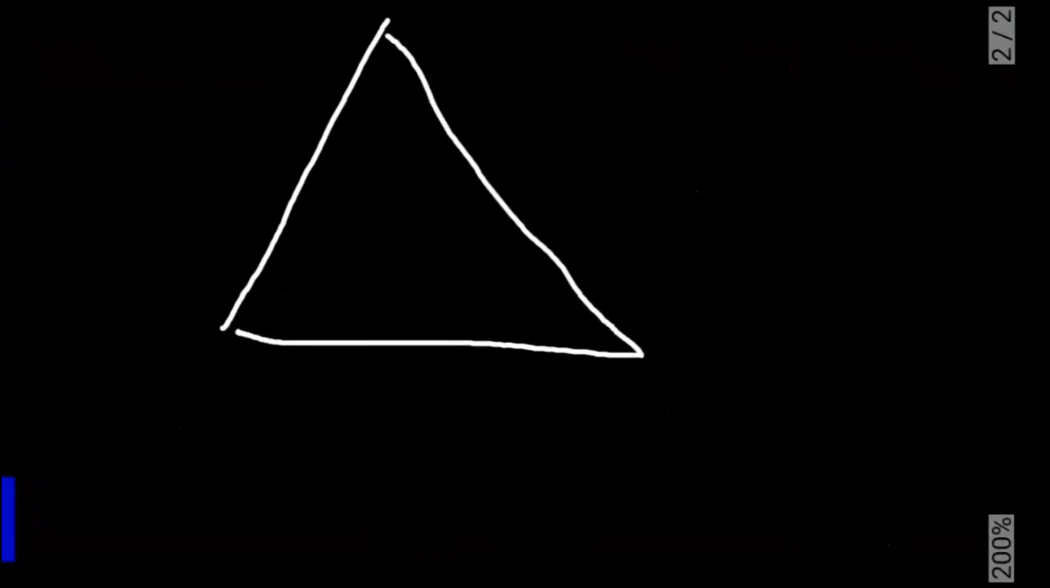Okay, so now let's pick a triangle with an angle of 60 degrees. That would be an equilateral triangle. An equilateral triangle has equal angles and equal sides. Let's say this is an equilateral triangle. Let me make it bigger. Don't mind my drawing. So here we have 60 degrees, here we have 60 degrees, here we have 60 degrees.